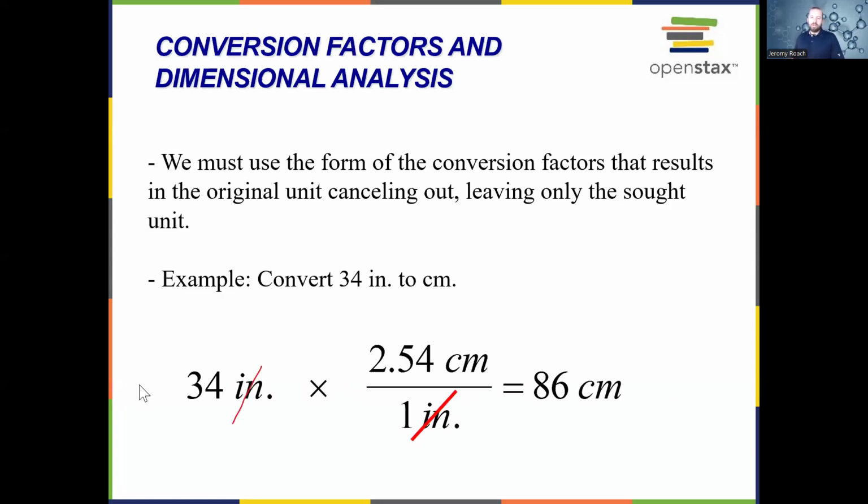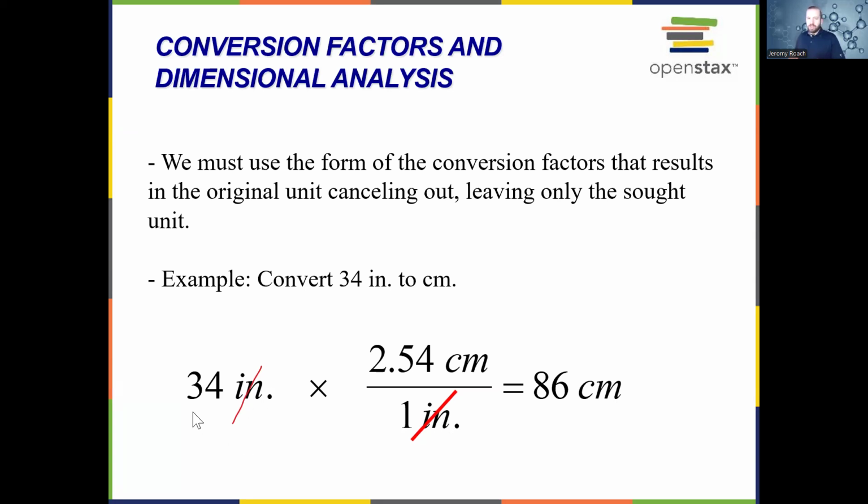So here we want to convert 34 inches to centimeters. We're going to write our starting value here, and then we're going to multiply it by our conversion factor. We want the units of the conversion factor to match our starting value, because inches and inches end up canceling. If we multiply this across, we would get inches on the top and inches on the bottom. Inches divided by inches equals 1. So we can cancel inches and inches.